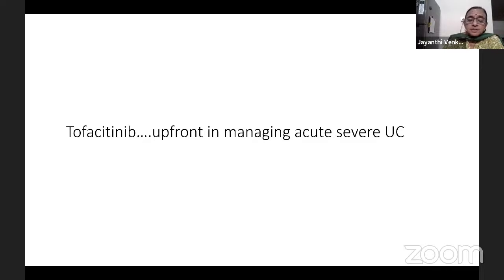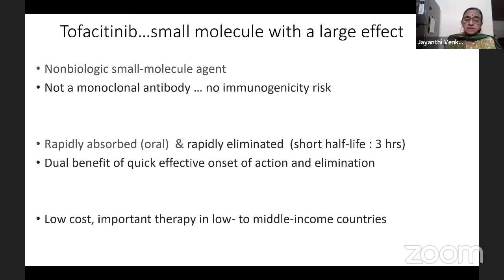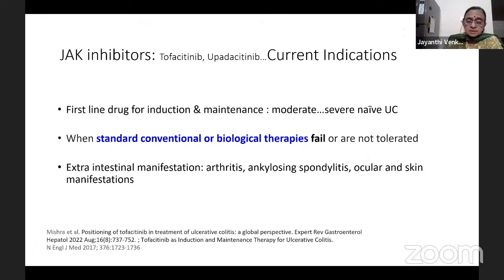I would like to mention a few points on tofacitinib, which is now becoming an upfront drug in managing patients with acute severe ulcerative colitis. It is a non-biological small molecule agent. It is not a monoclonal antibody, and therefore it has no immunogenicity. It's rapidly absorbed, available as an oral preparation, rapidly eliminated, has a very short half-life of 3 hours, and it has a dual benefit of quick effectiveness and quick elimination. So that's a major advantage of tofacitinib. The low cost is an important factor, especially for us in low and middle income countries, where it is affordable as a drug of choice in management of these patients.